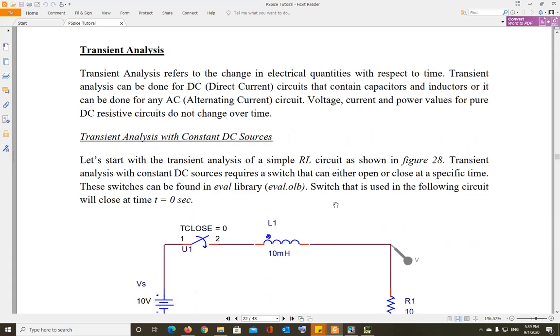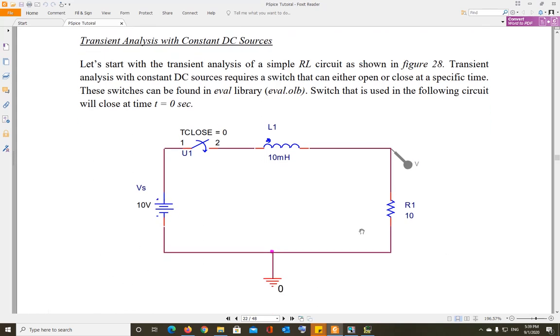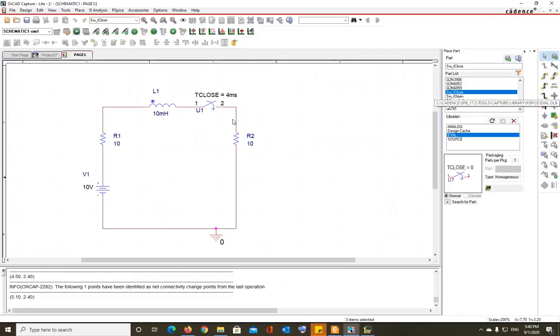So if you look here, transient analysis, and one example is given over here, in which I have a simple circuit. I have an inductor, a resistor, and a switch. Now observe this switch. There are two switches in PSpice, and let me go ahead and show you where they are. I created this circuit, which is similar to the one I showed you. The only difference is I put two resistors instead of one. These switches are in the eval library, which are S switch T close and switch T open. So there are two switches here.